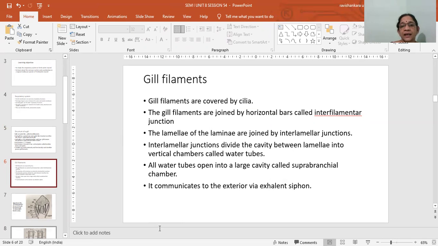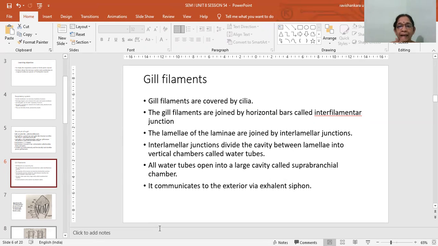The gill filaments are joined horizontally by interlamellar junctions. The lamellae of the laminae are also joined by interlamellar junctions. Filaments are joined by interfilamentar horizontal bars called interfilamentar junctions. So filaments are joined, and within the filament there are lamellae which are also joined.